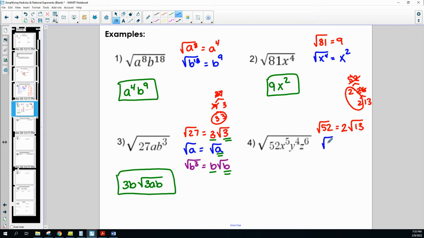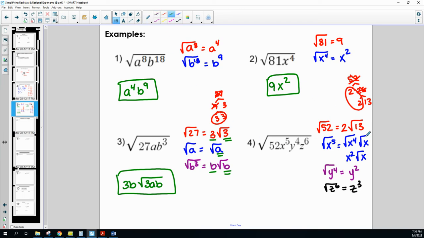Next, we have the square root of x to the 5th. So that's odd. So I'll just kind of write this out really quick. Square root of x to the 4th with a square root of x left over. We're going to use our even rule. So this will be x squared, square root x. Then we have the square root of y to the 4th, and that's even. So 4 divided by 2 would be y squared. And then lastly here we have the square root of z to the 6th. That's again even, so z to the 3rd.